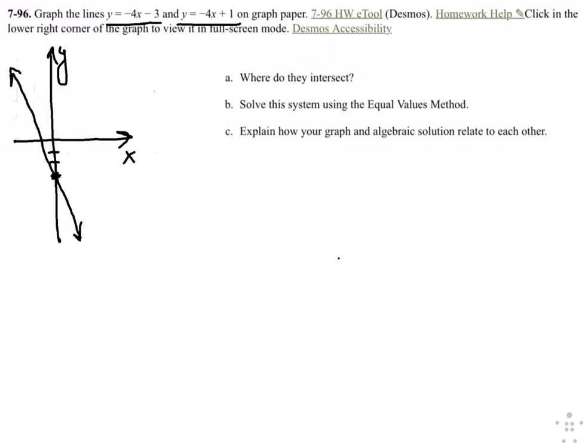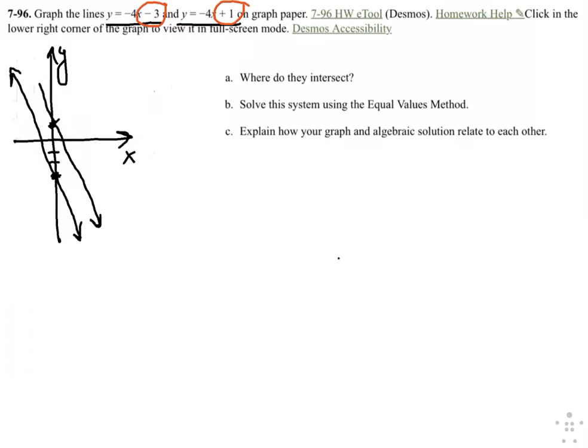The second one has y-intercept of 1, right? I'm not doing any math in my head. Here's the y-intercept for the first one. Here's the y-intercept for the second because it's in slope-intercept form, right? And this also has a slope of -4, so that means it goes like this.